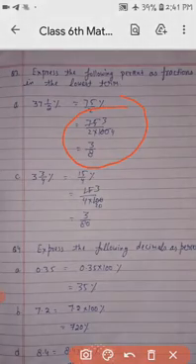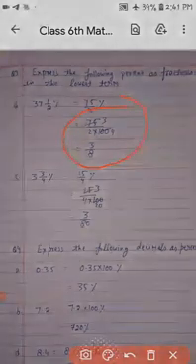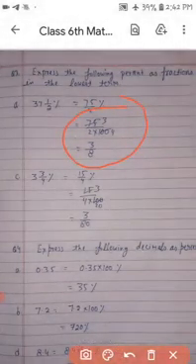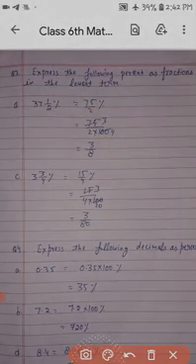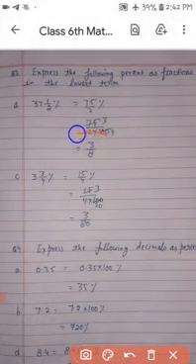Cancel out the table of 25. 25 fours are 100, 25 threes are 75. Now in the denominator, 2 fours are 8. In the numerator, 3. Now the result comes to 3 by 8.